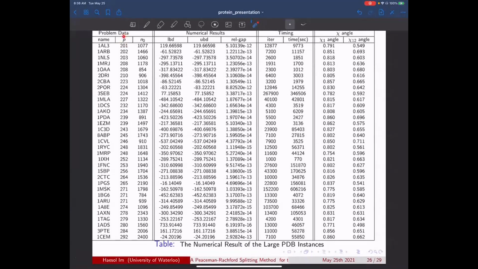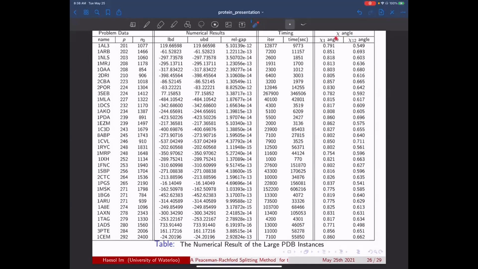So P now is in the 200s. This is the number of amino acids in this protein. And N0 again is the number of nodes in our graph. And again, these are lower and upper bounds. For the relative gap, this is really, really small, meaning we essentially solve the problem to optimality. I emphasize again, this is a relaxation, not the original problem, and the original problem was NP-hard.